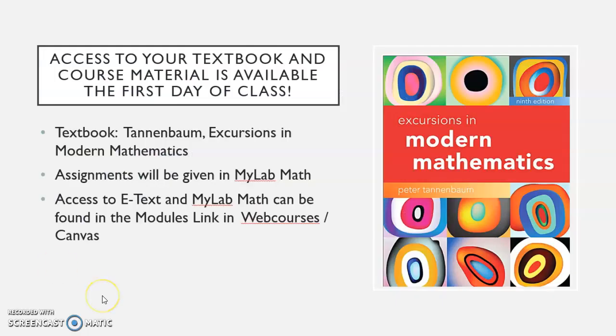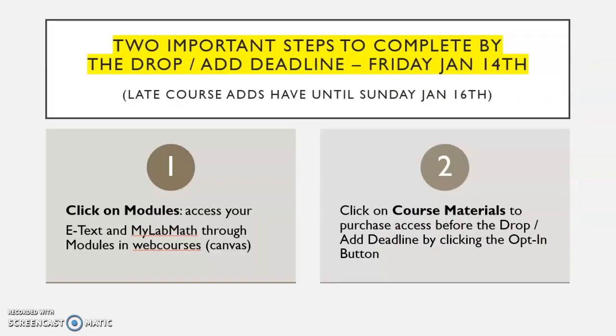The book that's going to be used for this course is Excursions in Modern Mathematics by Tannenbaum, and the textbook as well as the assignments will be available through the modules link in web courses. There's two very important things that you must do before the end of the first week of class. Number one, go into web courses, and this is where you'll click on modules, and you're going to have access to the e-text in MyLab Math through the modules tab in web courses.